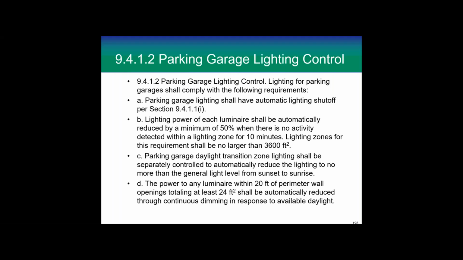The power to any luminaire within 20 foot of the perimeter wall opening. So you're in a parking garage and it's got a hole in the wall, and within 20 foot of that opening, you're going to use daylighting. So that, at least 24 foot from that opening, will automatically reduce through continuous dimming in response to available daylight.